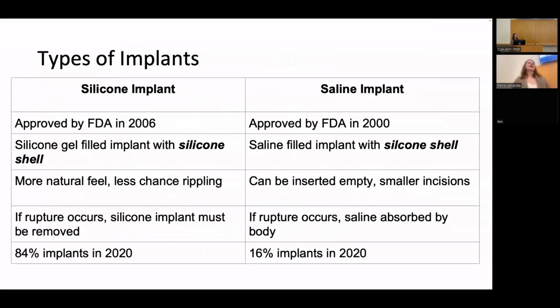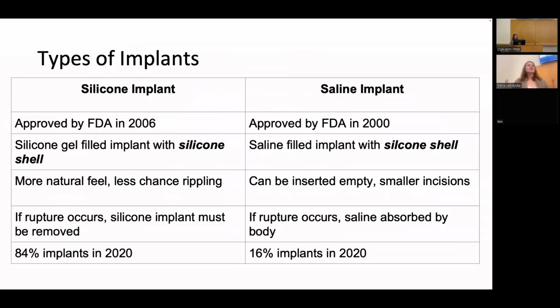Latissimus dorsi flap. So like I mentioned, I really want you to know type of implant and placement and why this is important for our patients. So there's two major types of implants. There's silicone implants on the left here and saline implants on the right. So breast prostheses are actually medical devices, so they're monitored and regulated by the FDA, which leads to a lot of regulation around them in general. So silicone implants were approved a little bit later in 2006 compared to 2000.